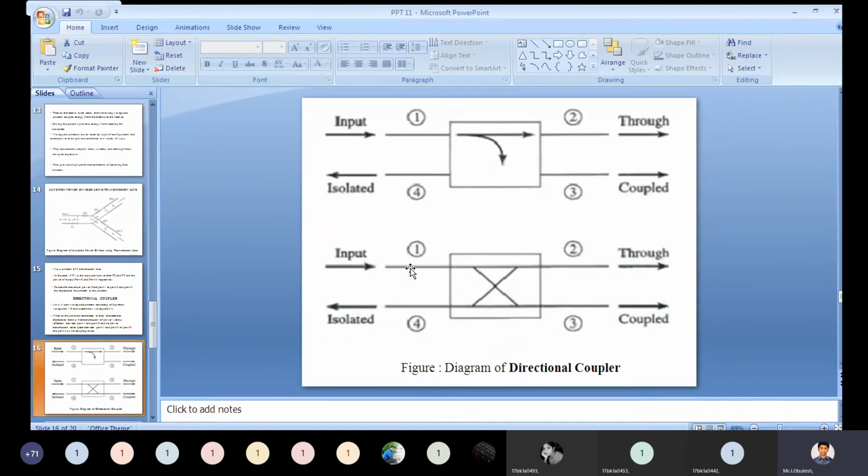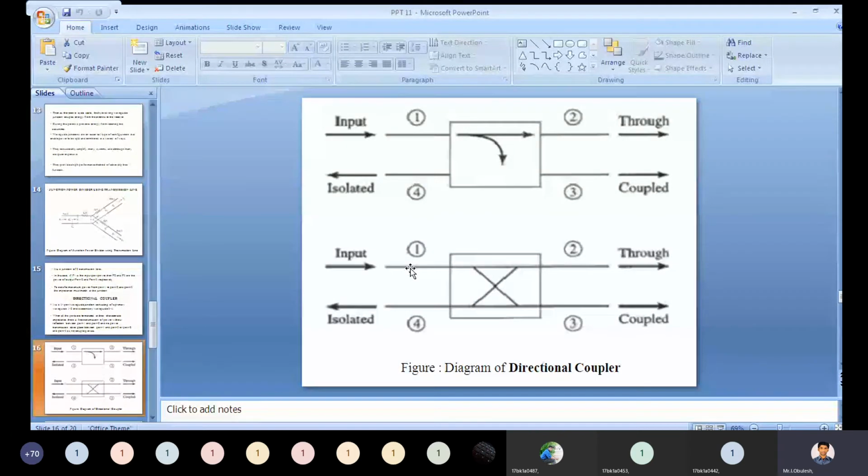And the definition for directivity is the measure of how well the forward traveling wave in the primary waveguide couples only to a specific port of the secondary waveguide. Directivity is the measure of how well the forward traveling wave in the primary waveguide couples only to a specific port of the secondary waveguide.